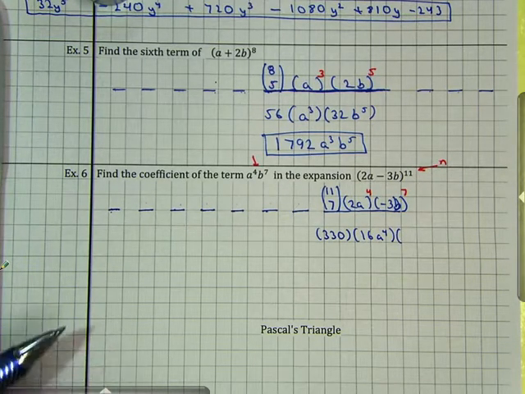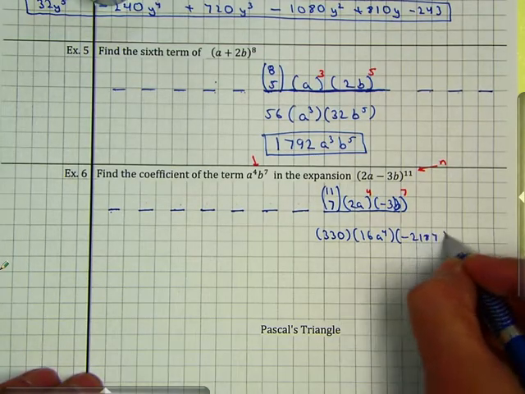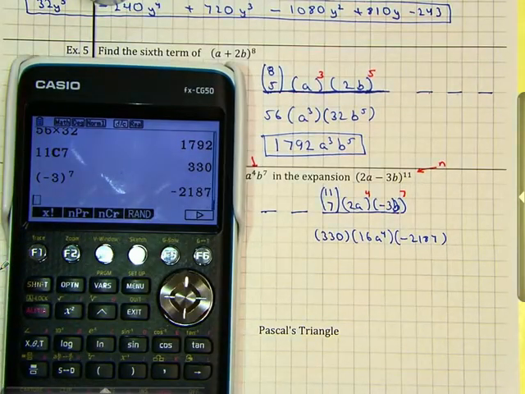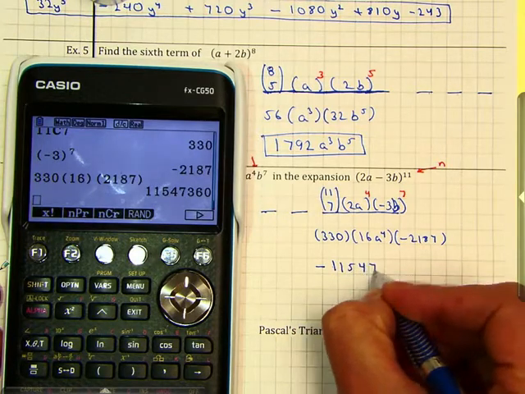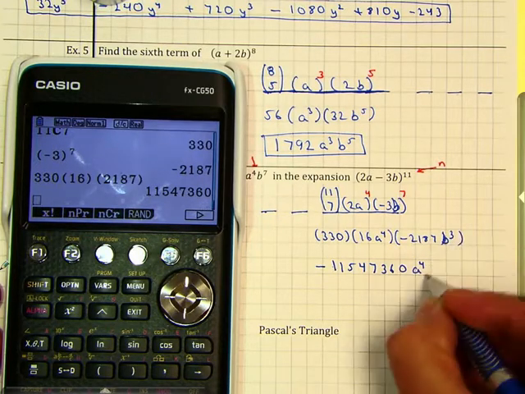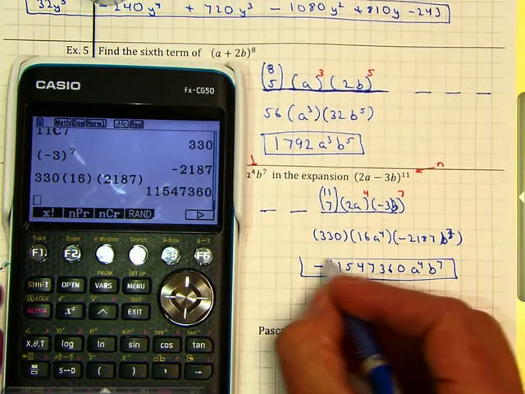Make sure you place your negative 3 in parentheses. So negative 2187. I'm going to multiply all those numbers together. So 330 times 16 times 2187. So it'll be negative 11,547,360, a to the 4th, and let me not forget my b to the 7th power. And this will be your answer. Place my commas in there.